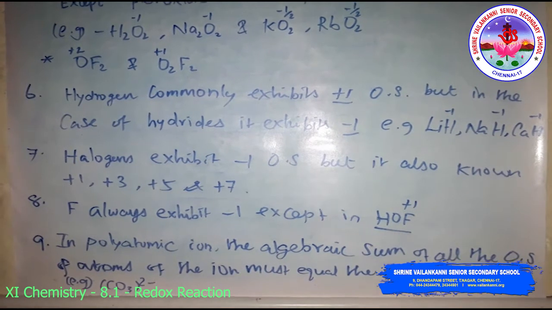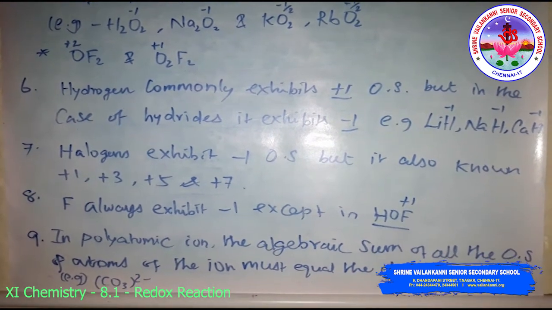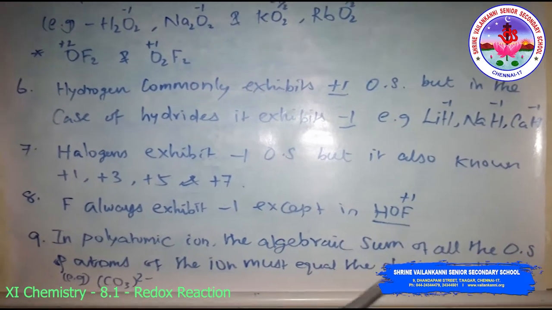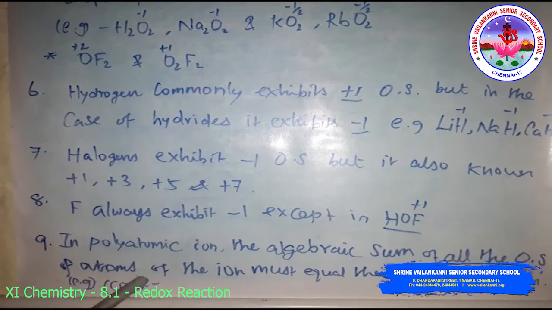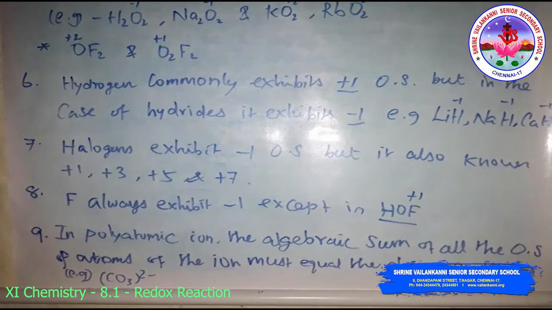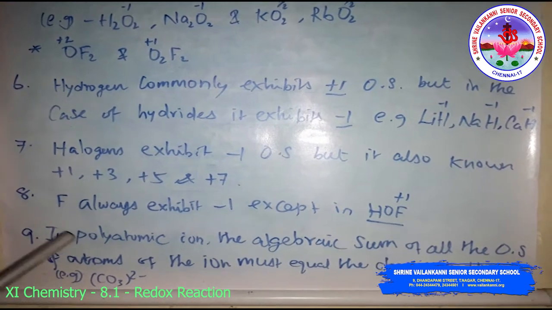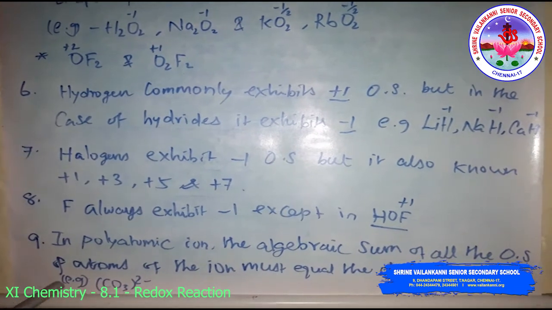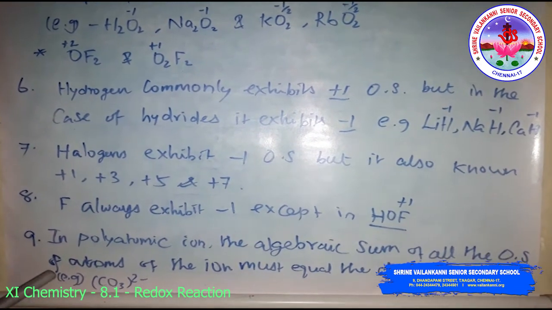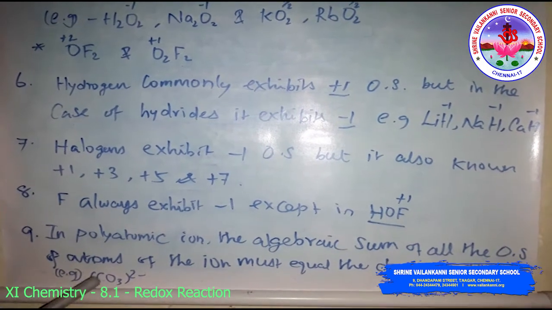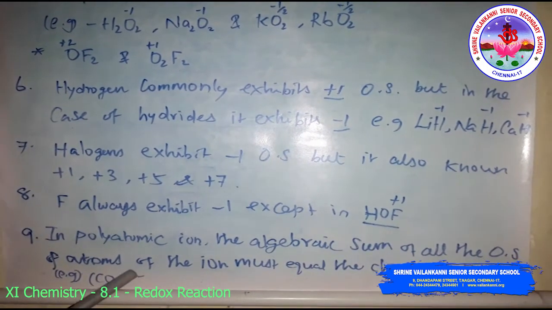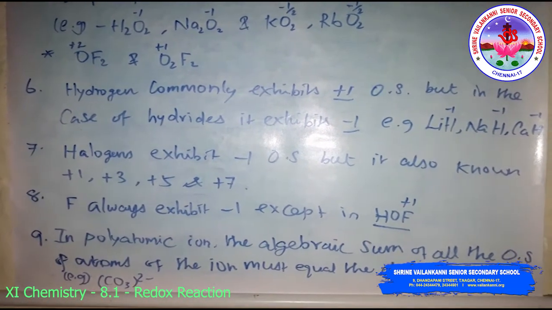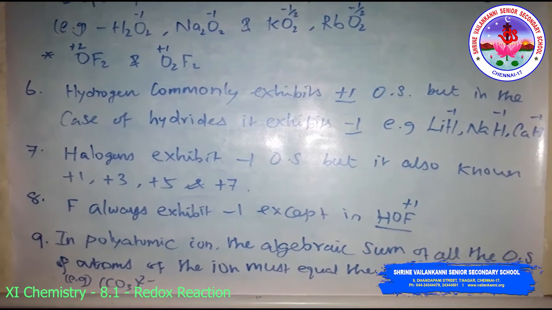Then, in a polyatomic ion, the algebraic sum of all the oxidation states of the atoms in the ion must equal the charge on the ion. For example, carbonate, CO3 2-. This means the sum of the oxidation numbers of the 3 oxygen atoms and 1 carbon atom in the carbonate ion must equal -2. Now we will see some examples so you can clearly identify.